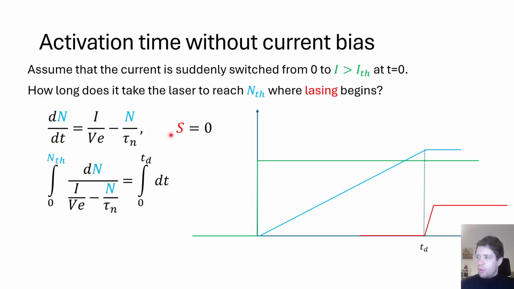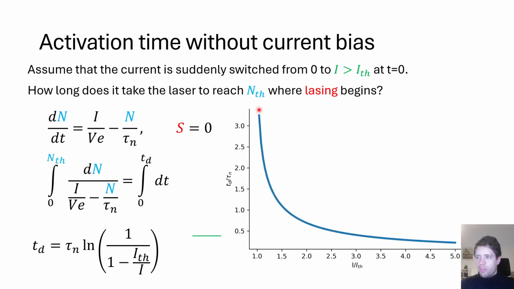just dividing through like so and integrating on both sides. Doing a little bit of simple integration, we find that the delay time between activating the current and lasing commencing is given by this formula right here. If we graph it out, we see that it is a decreasing function of this ratio here. In principle, if you pick a set current that's just at the threshold, then it should take infinitely long for lasing to start. But if you pick any value that's even slightly above, you get something pretty reasonable, around 1 nanosecond, or the upper state lifetime, like so.